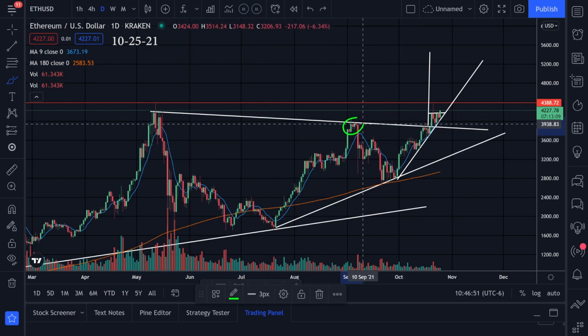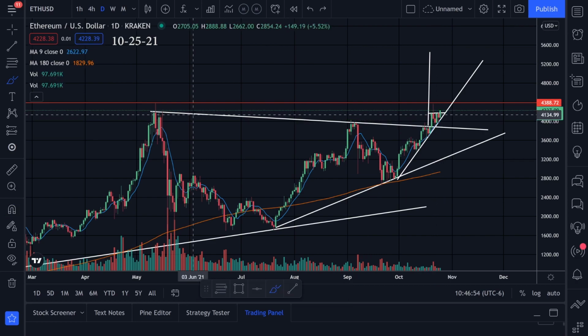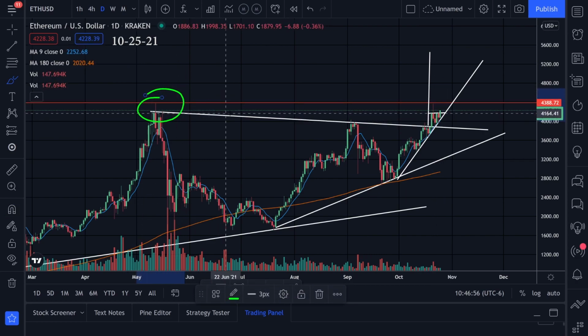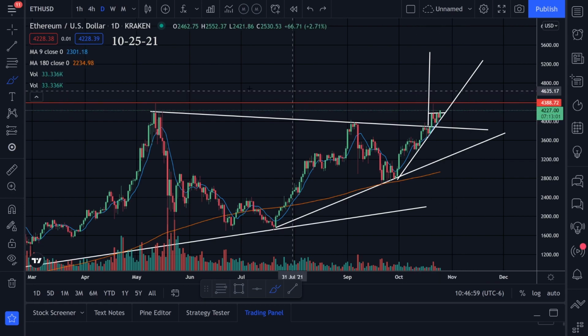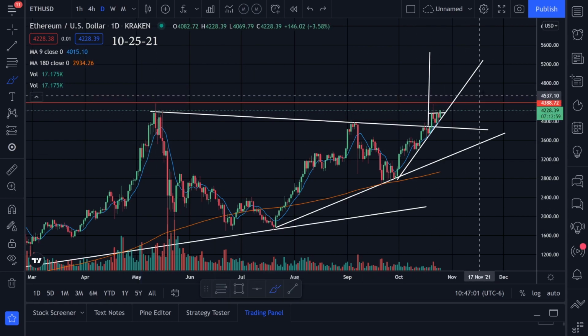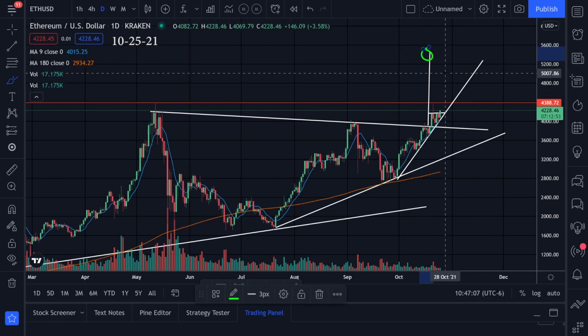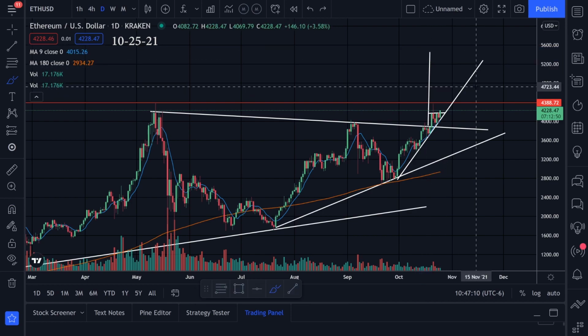We did get a higher high right here, higher high than that. But we did not get a higher high than this one. So what I would like to see us do is break out of this level and get a higher high over here. After that, then this target should be, we should be able to get there pretty confidently.